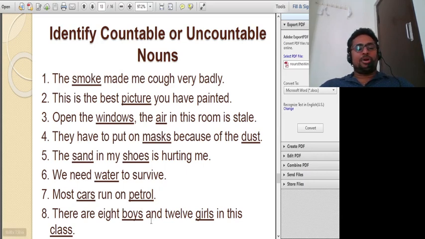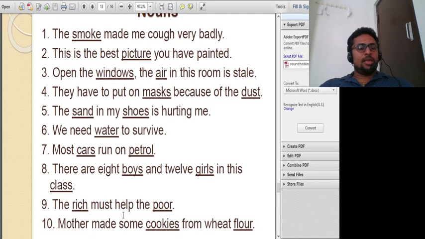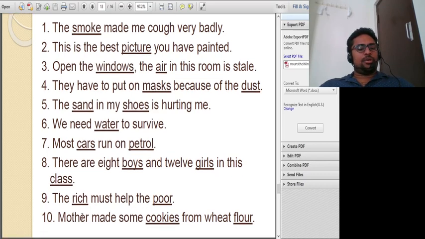There are 8 boys and 12 girls in this class. Boys is countable, girls is countable, class is also a countable noun. The rich must help the poor. Okay, uncountable. Mother made some cookies from the wheat flour. Cookies are countable nouns. Flour is uncountable.